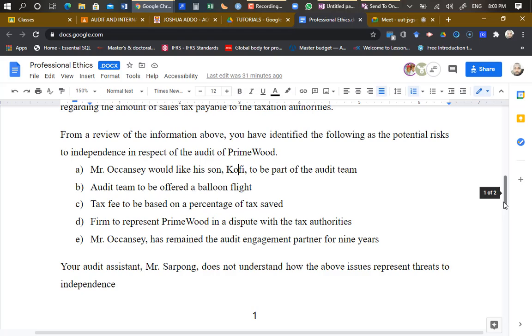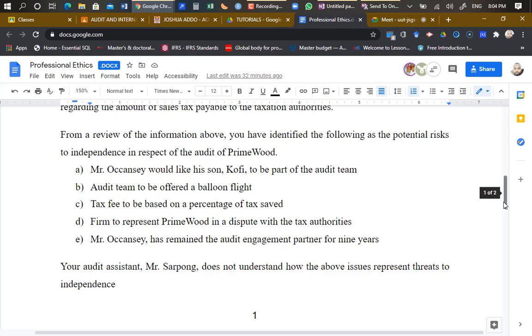How can that threat be mitigated? Hey, are there no people in the class? Kofi can be removed from the audit team, or there can be quality control procedures requiring individuals with such relationships to disclose such relationships before they engage in audits.